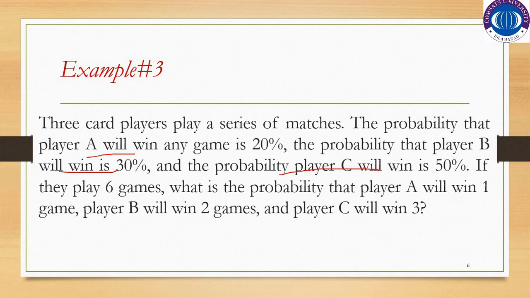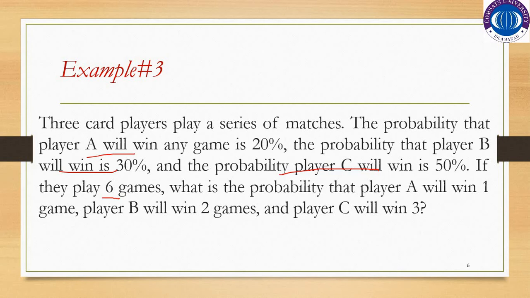The second property is that the experiment is repeated a fixed number of times, n. So they are playing 6 games. And the next one is that successive trials are independent. So all the trials are independent. They are playing 6 games, and each game is independent from the other game.